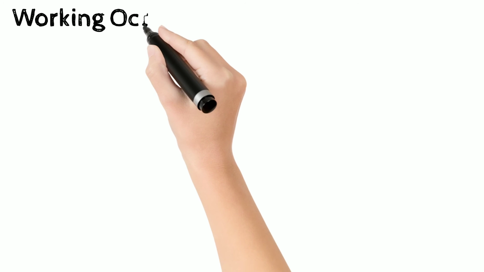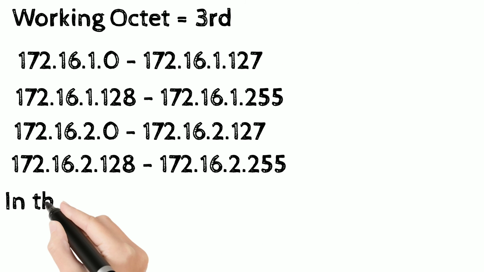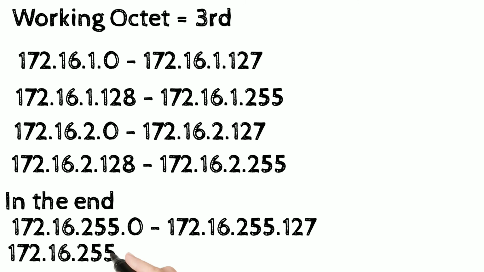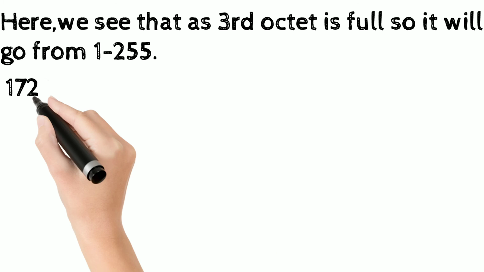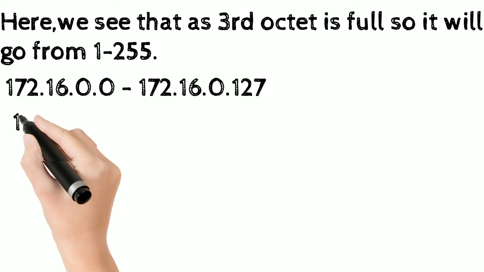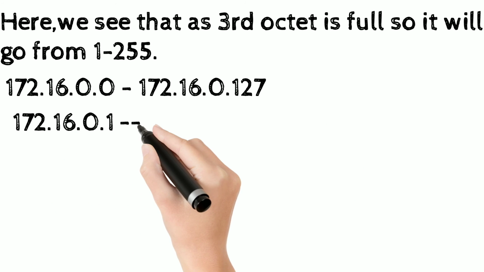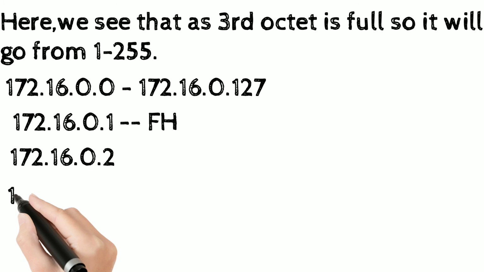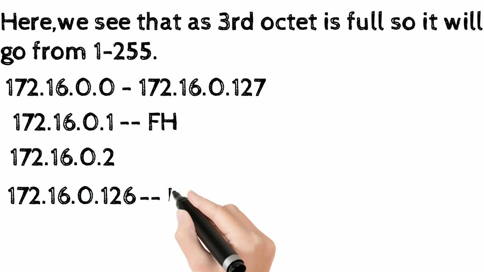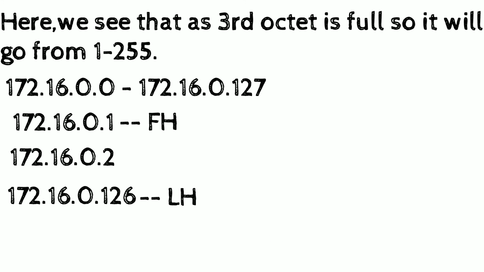Next, while working on third octet, we have fixed the fourth octet and changed only the third octet. We also see third octet is full, so IP address will go from 1 to 255. We have taken one subnet example and found out first host and the last host.